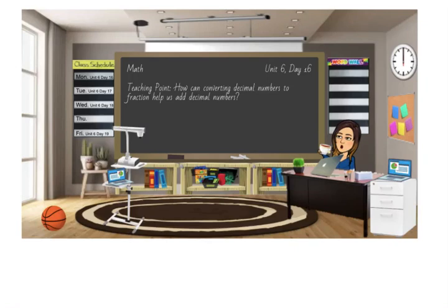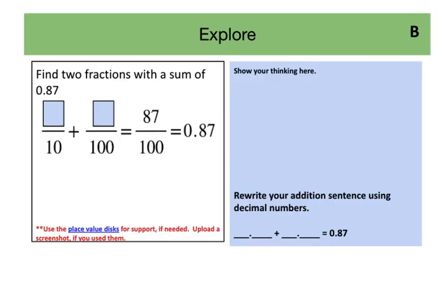Today we will be exploring how we can convert decimal numbers to fractions to help us add decimal numbers. So let's go ahead and get started by looking at slide B. Here the task tells us to find two fractions with a sum of 87 hundredths.